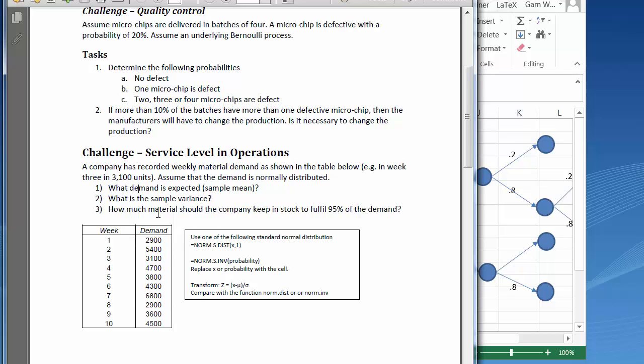Okay, the purpose is to introduce you to two fundamental statistics. One is the expectation and the other one is the variance. In particular we take the estimates of them, so the sample mean and the sample variance. And we would like to answer a service level question to say how much stock should we have to fulfill the demand in 95% of the cases.